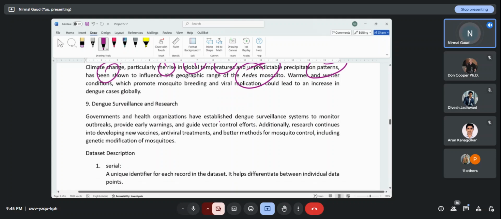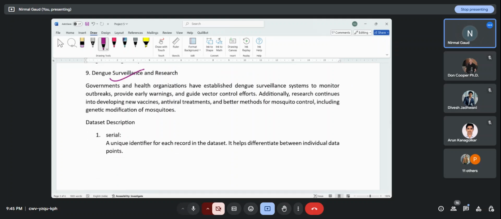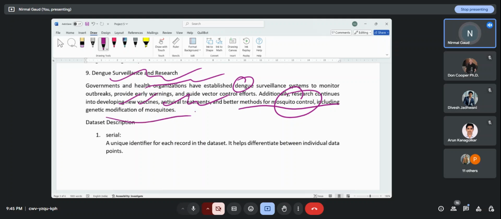Okay, so we have to keep up surveillance, and research is going on for dengue prevention. How we can save ourselves from dengue. We are looking forward to new vaccines, antiviral treatments, and mosquito control. There are many things. The government comes up with some plans, they give the instructions, and we have to follow them.